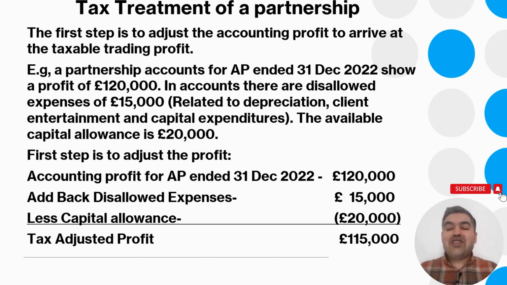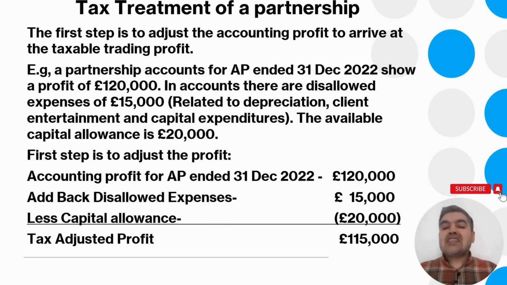So first thing, even in exam, if you are sitting down, you will receive a set of information from the examiner and you have to make several adjustments. So you are doing the same thing as the way you do for the company. So you start with the accounting profit for the accounting period. In this case, we start with the accounting profit of 120,000.